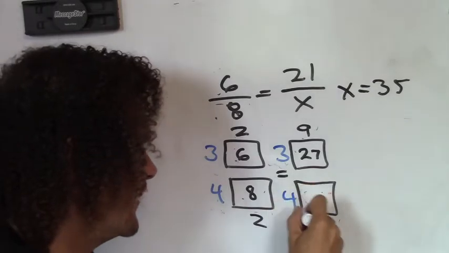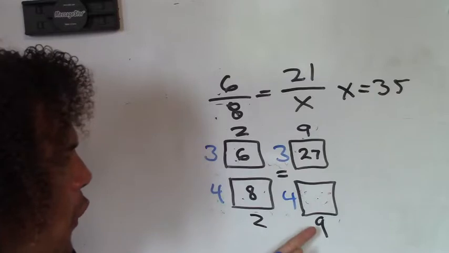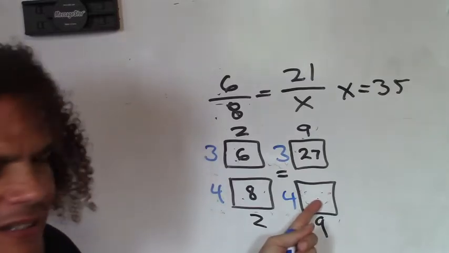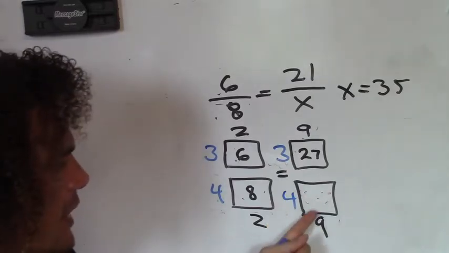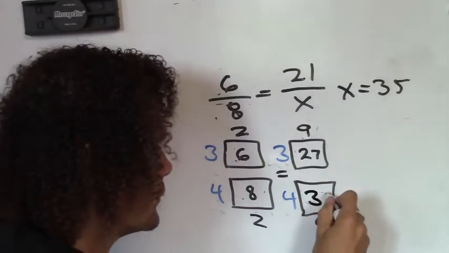Write it down. And then so if this is 4 and that's 9, what does this have to be? If I got one side of the rectangle and the other side of the rectangle, what does this have to be? 36. There you go.